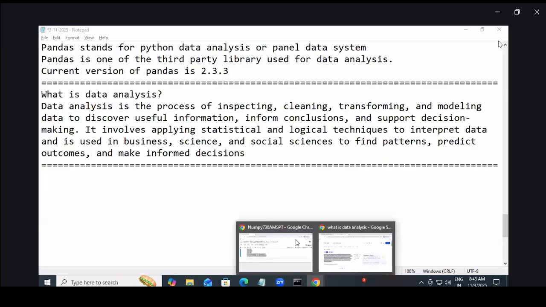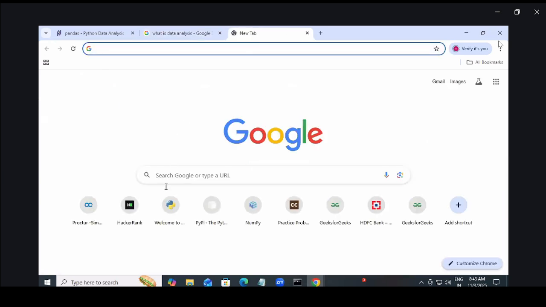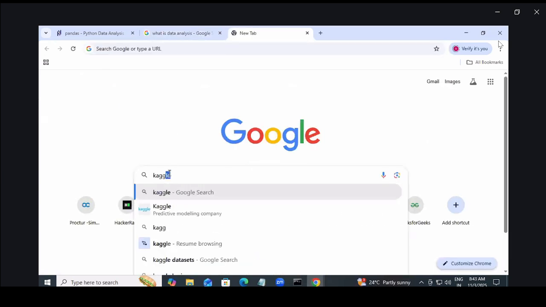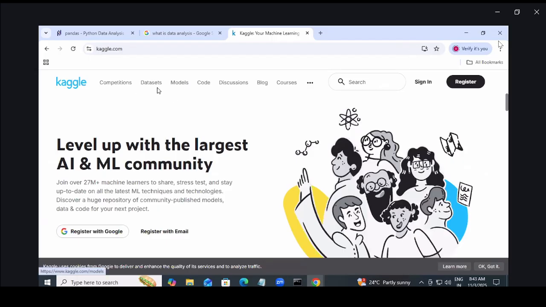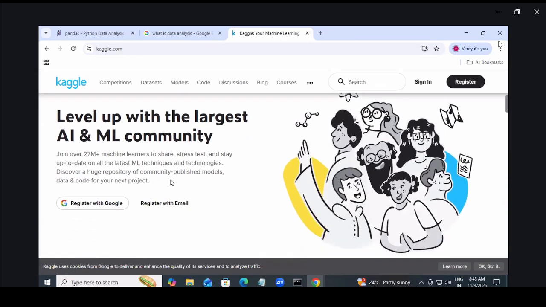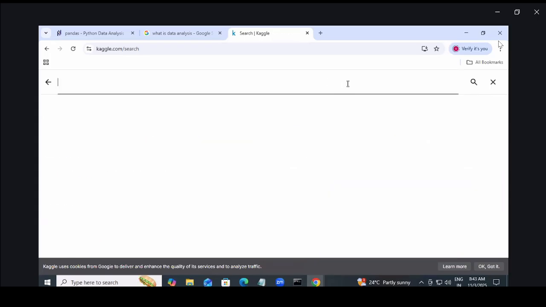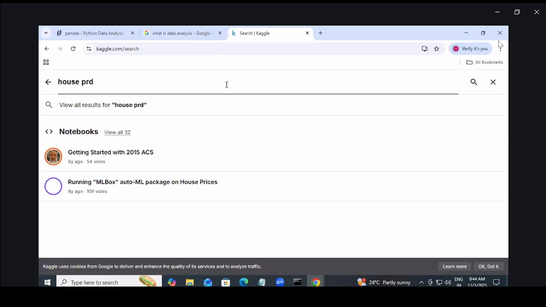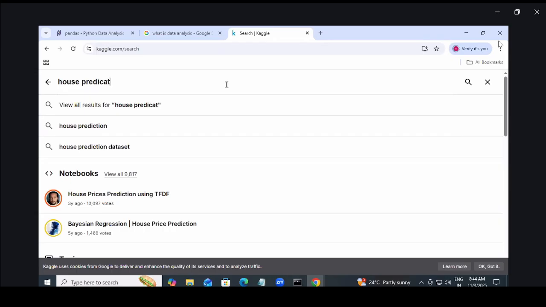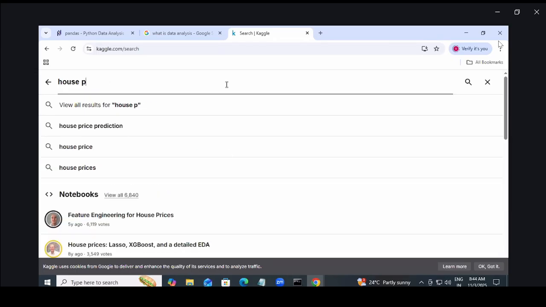Now you can find some applications. Kaggle is a website, a machine learning and data science community. If you look here, you find a lot of EDA projects. Here you can find all the projects. This is the data science community.